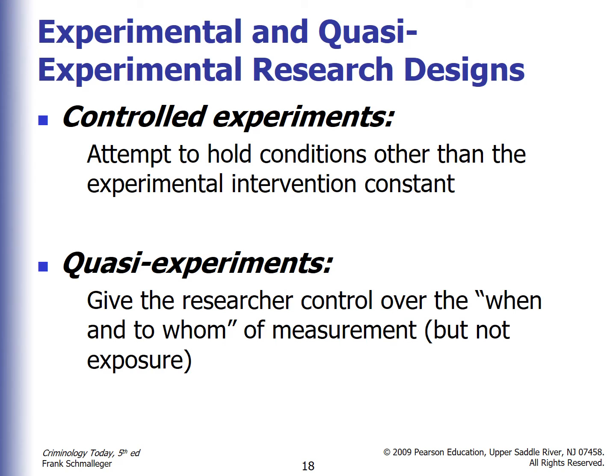Quasi-experiments is when you give the researcher control of when and whom of measurement, but not exposure. So again, if you're that guy in Kensington who is dealing with people out in the field, they know who they're going to deal with, they know when they're going to deal with them, but they don't know what they're going to be exposed to in the community. So it's what we would call a quasi-experiment.